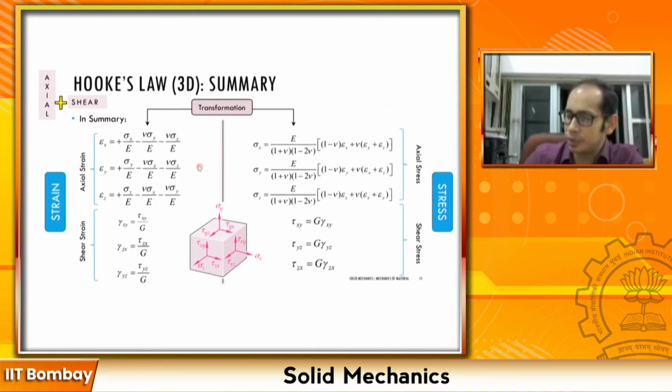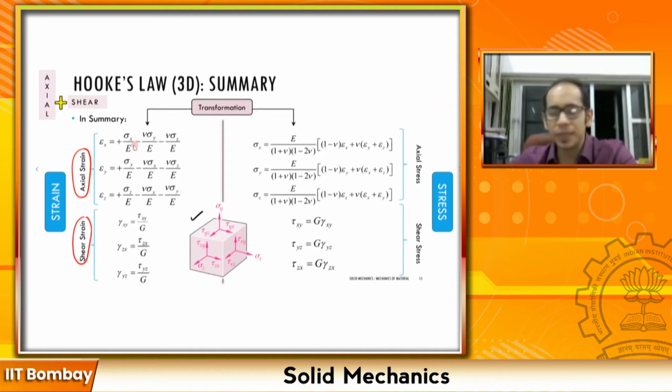The first set of formulas that you see over here are the axial strains, which we just derived, right? The second set of formulas are the shear strains. Remember, gamma xy equals tau xy divided by G, gamma xz equals tau xz divided by G, gamma yz equals tau yz divided by G, right? And all of these relate to this generalized state of stress over here, right?